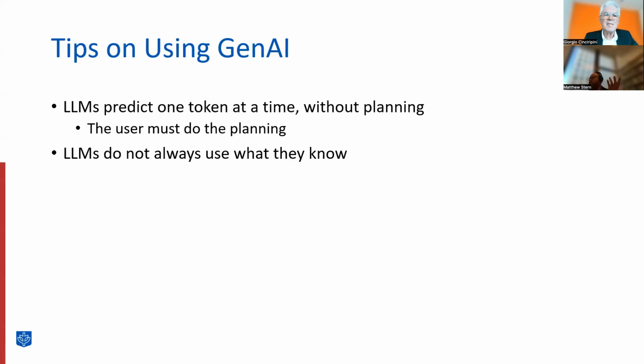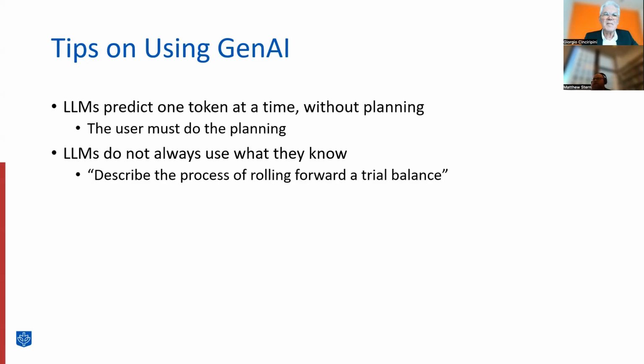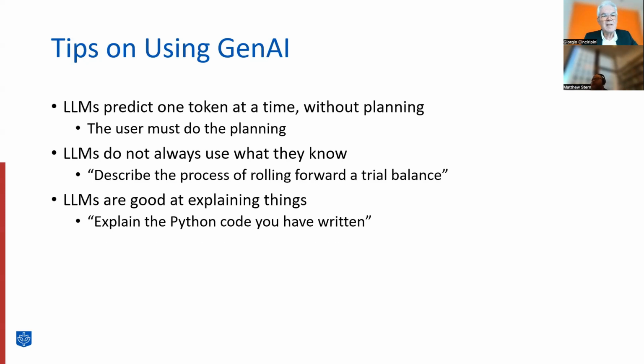They do not always use what they know. Like ChatGPT knows what a trial balance is, but if you don't ask it to explain it, it might not spontaneously use that information. So make sure you ask it to describe something. They're good at explaining things. So like explain the Python code that we went over in that example earlier.